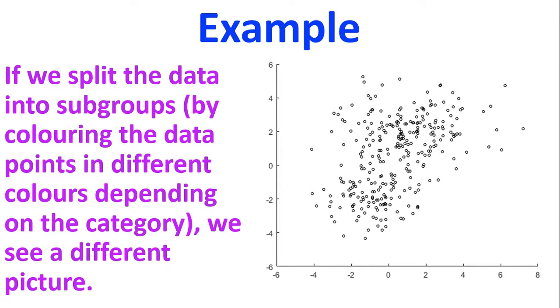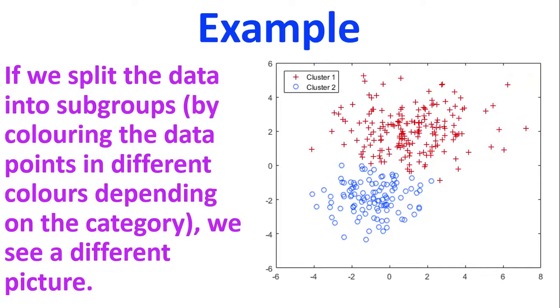However, if I were to split the data into subgroups, NZ Grapher does this by colouring the data points in different colours depending on which category they're in, I can see a different picture. And when I look at this picture, I get quite a different story. I can see that there are clearly two groups: the red plus group and the blue circle group. The values of the blue group tend to be negative, whereas the plus group tends to have positive values.